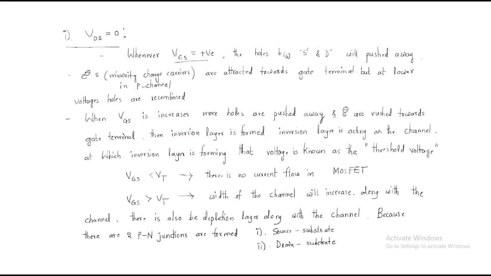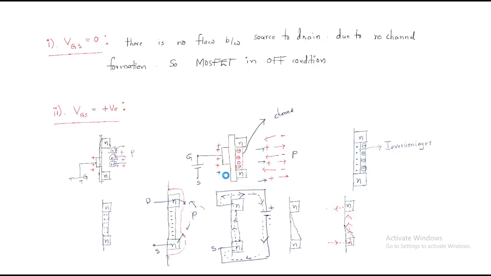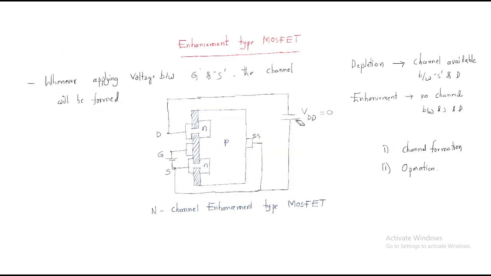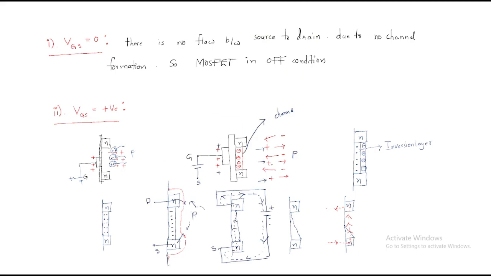So now look at the main diagram, you will understand clearly. Here also in the main diagram, initially it is positive and it is negative. Why? Because it is reverse bias. This is the positive and this is negative. Then the holes will flow like this.